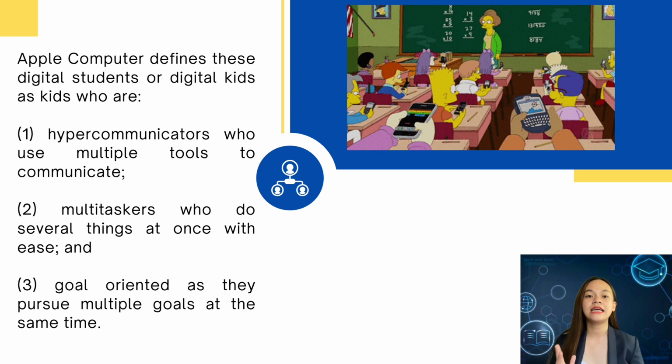They can accomplish many things in one day, many workloads or academic tasks, with the help of this digital technology. And lastly, they became goal-oriented as they pursue multiple goals at the same time. As multitaskers, they have goals to accomplish within the day. Because of these available digital technologies, students multitask and attain many goals by the end of the day. So again, Apple Computer identified three skills or abilities that students develop as they engage in this digital age: they become hypercommunicators, multitaskers, and goal-oriented.